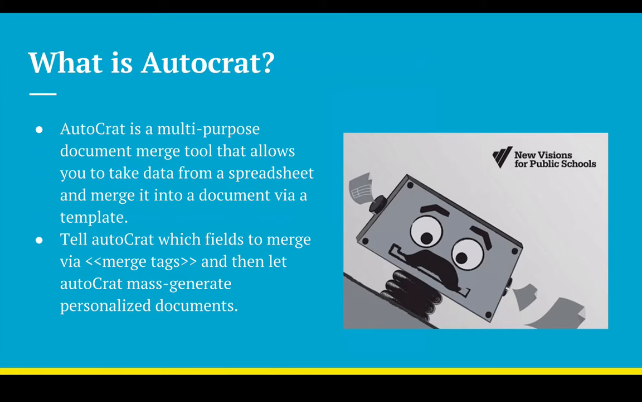And you might be wondering, what is Autocrat? Autocrat is a multi-purpose document merge tool that allows you to take data from a spreadsheet and merge it into a document via a template. Autocrat will take these merge tags that are created and mass generate personalized documents. So think of it like a mail merge. You're taking your data and you're making multiple Google Docs.